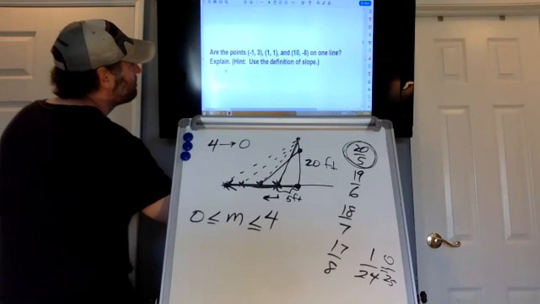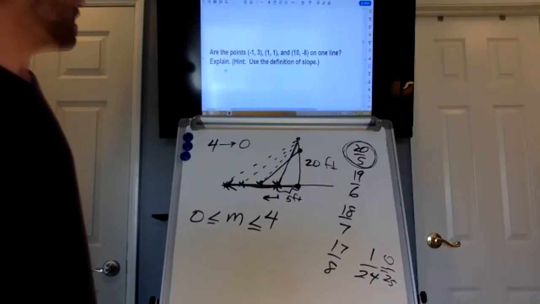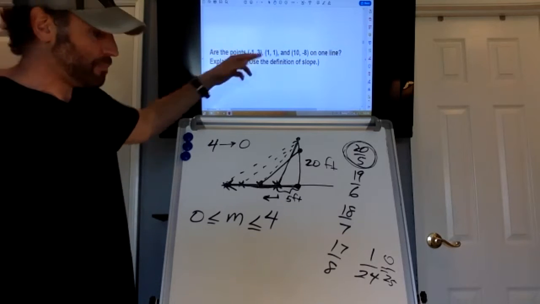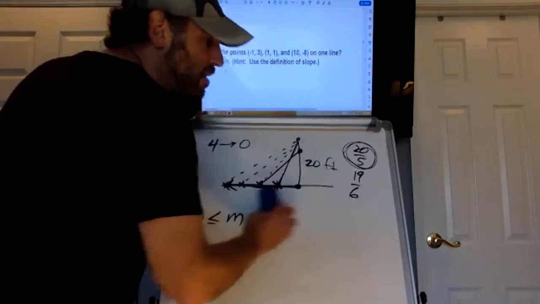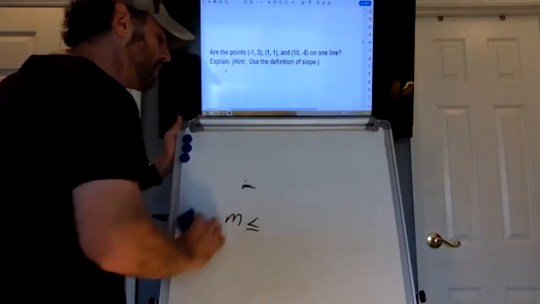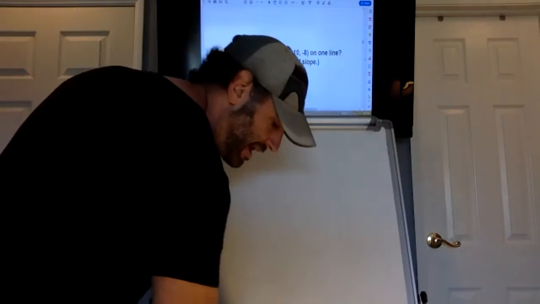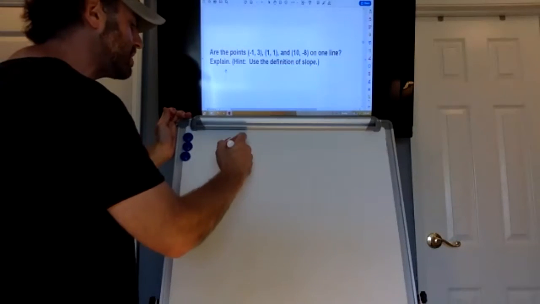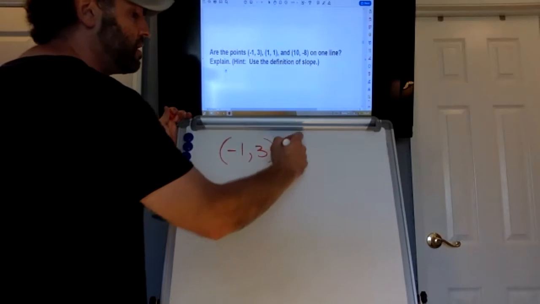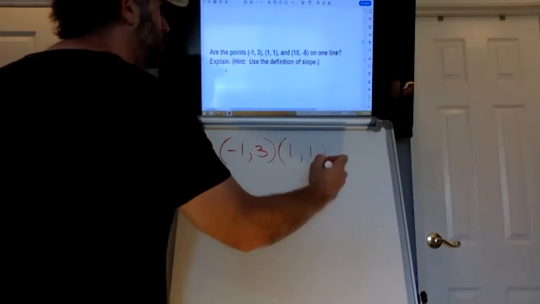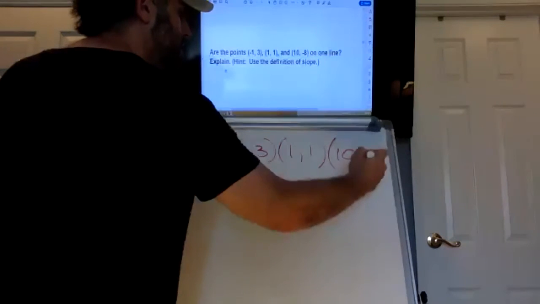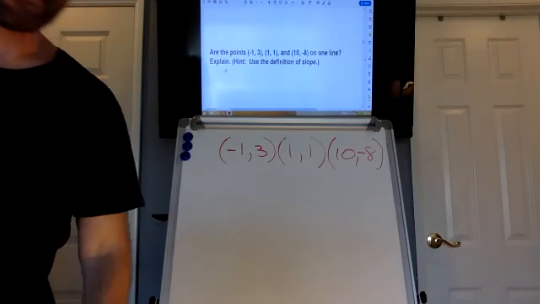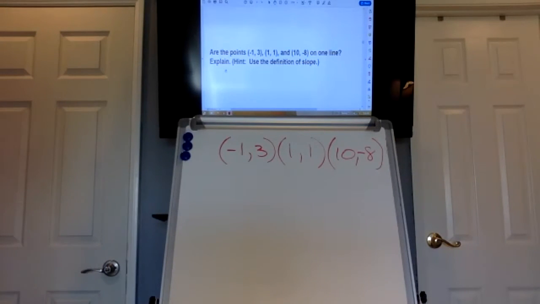Okay. Next one. Are these points on one line? Explain and use the definition of slope. So you have these 3 points. Try to start looking at them now, and I'll put them on the board. Are they on the same line, and how do you know? You can't just say it looks like they are. You have to be able to give me a substantial reason why you know these points are all on the same line, or that they're not on the same line. Take a minute, go. You can talk to each other.